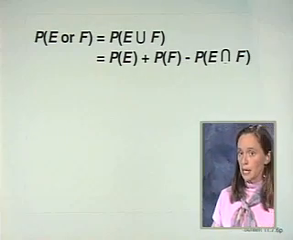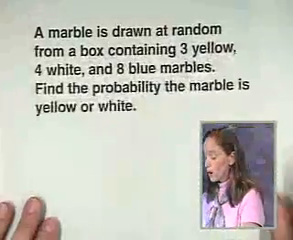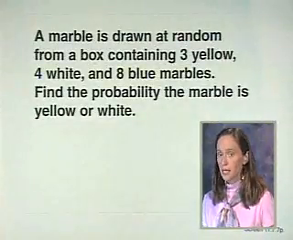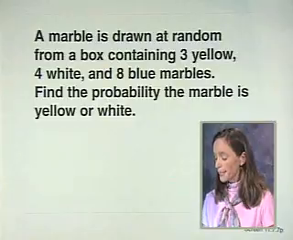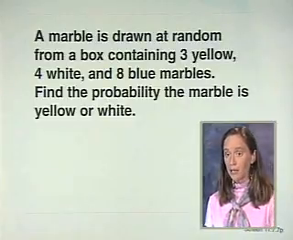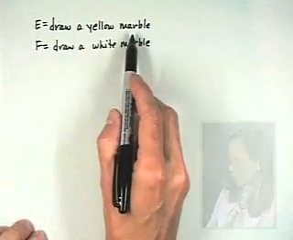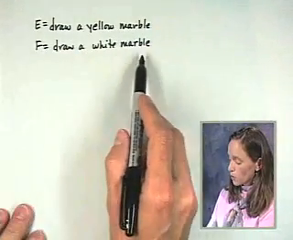Let's work on the same experiment, but try a different problem. A marble is drawn at random from a box containing 3 yellow, 4 white, and 8 blue. Find the probability the marble is yellow or white. Let's see how this works. I want to let E be the event that I draw a yellow marble, and F that I draw a white marble.